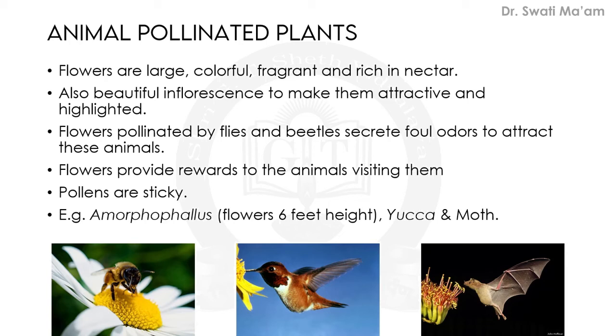But if the pollination is done by bats, it is a different example. Here the picture is shown, the third picture showing bat pollination. Kigelia is one of the examples. Then when bird pollination is done, it is known as ornithophily. So the second picture is showing ornithophily by a hummingbird.